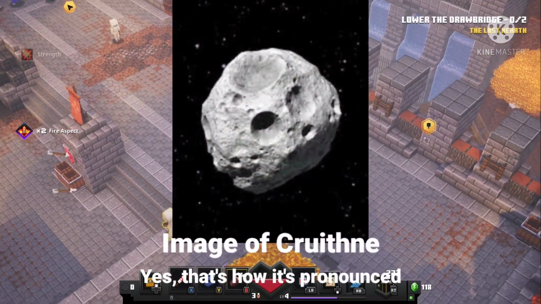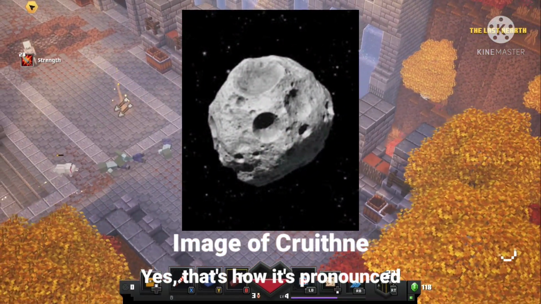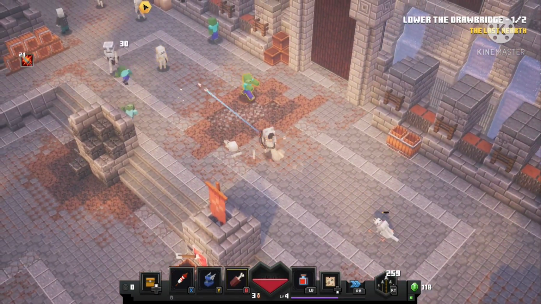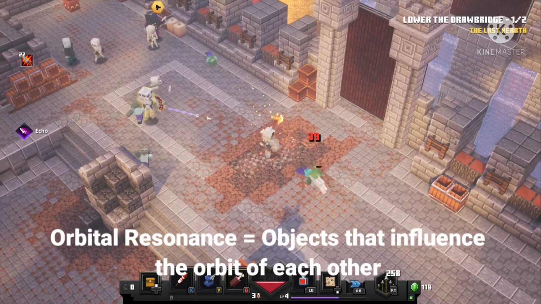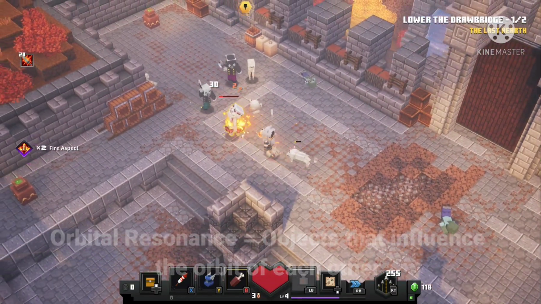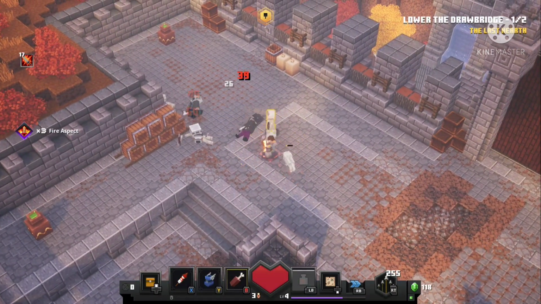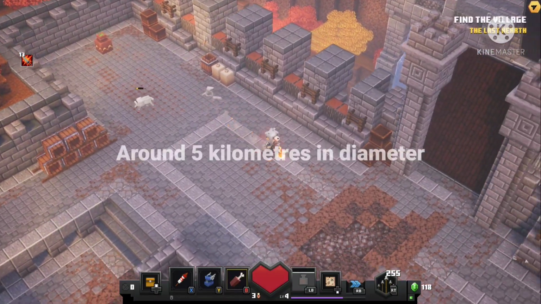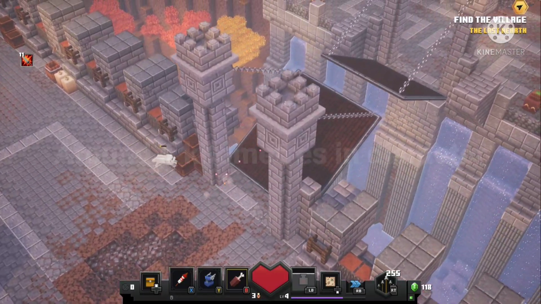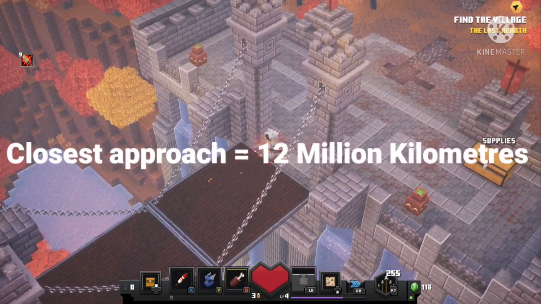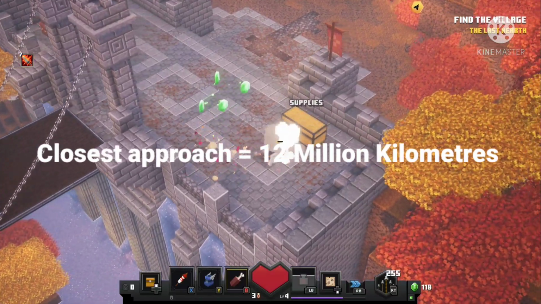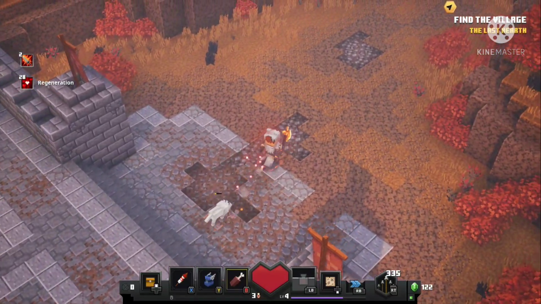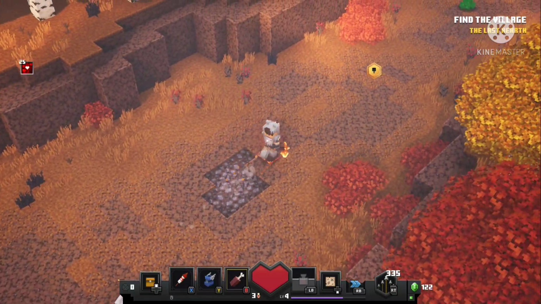3753 Cruithne is a Q-type Aten asteroid, an asteroid that orbits near Earth, in orbit around the Sun in 1-to-1 orbital resonance with Earth, making it a co-orbital object, something that orbits very similarly and usually in orbital resonance to an object. It is approximately 5 kilometers in diameter, and its closest approach to Earth was around 12 million kilometers, or 0.080 astronomical units away, or around 30 times further than the Sun is to the Earth.